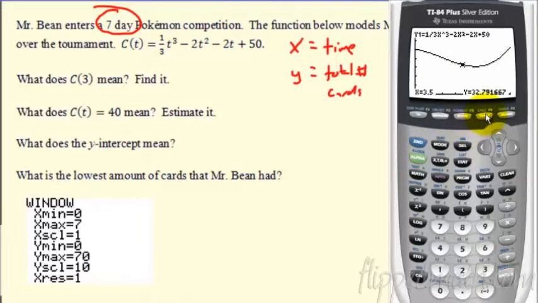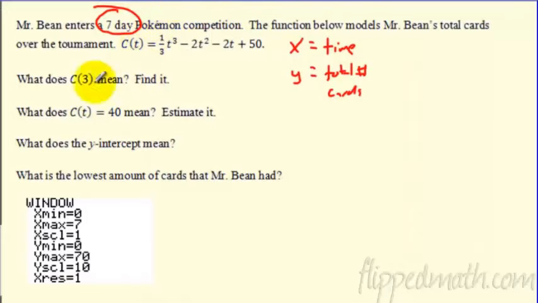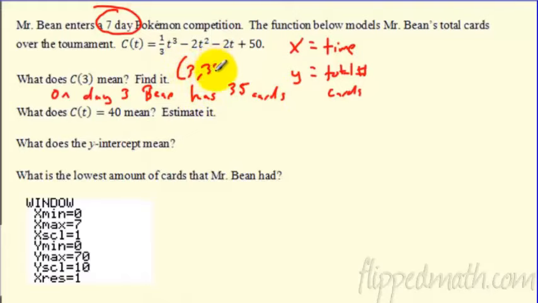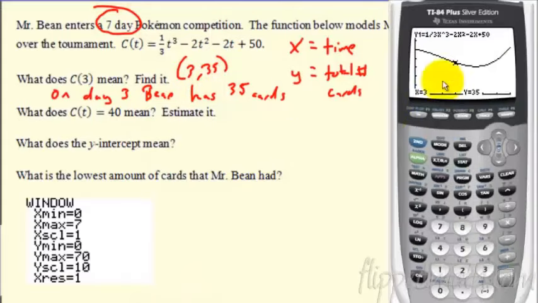But check this out. Hit trace. When you hit trace, it gives you the coordinates of the point of your little cursor right here. Just hit 3. Trace 3. Boom, and enter. It puts you right at that spot. 3, 35. That's the point I'm at. So it wants to tell me what it means. This means on day 3, so at this moment of time, Bean has 35 total cards. It means the point (3, 35). Isn't that cool? I love it. I love the calculator. What a big help that is.